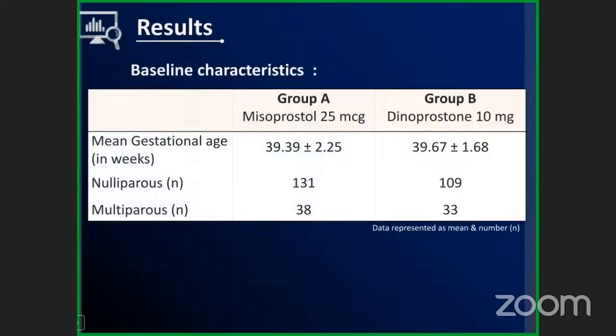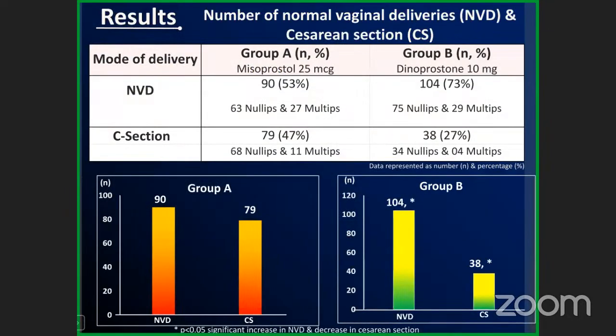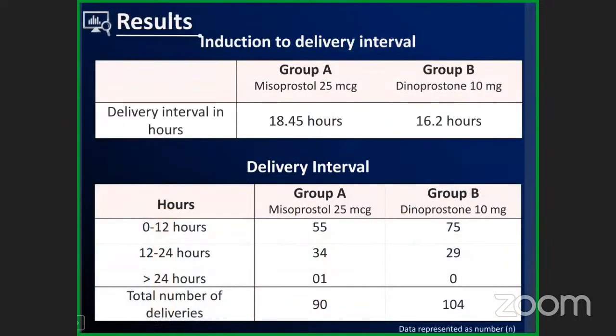When I was using the tablet only, my LSCS rate was almost 47%. And when I started using the tape, my LSCS rate in induction of labor came down to 27%. So I think achieving a vaginal delivery rate of 73% of women in induction of labor was a great achievement. And the best part of the drug is its reversible action.